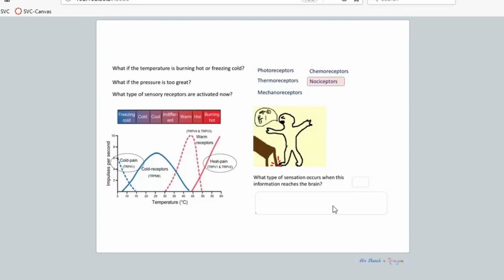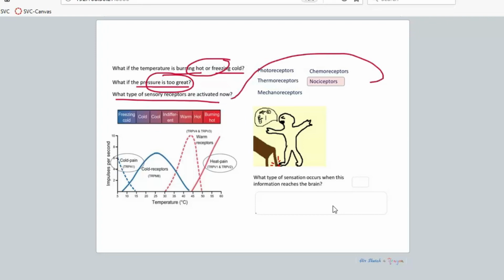Now, what if the temperature is burning hot or freezing cold? What if the pressure is super, super intense? What type of sensory receptors are we activating now? Well, we're not activating thermo or mechanoreceptors. What we do now is we activate nociceptors. And what do nociceptors detect? Nociceptors detect pain.